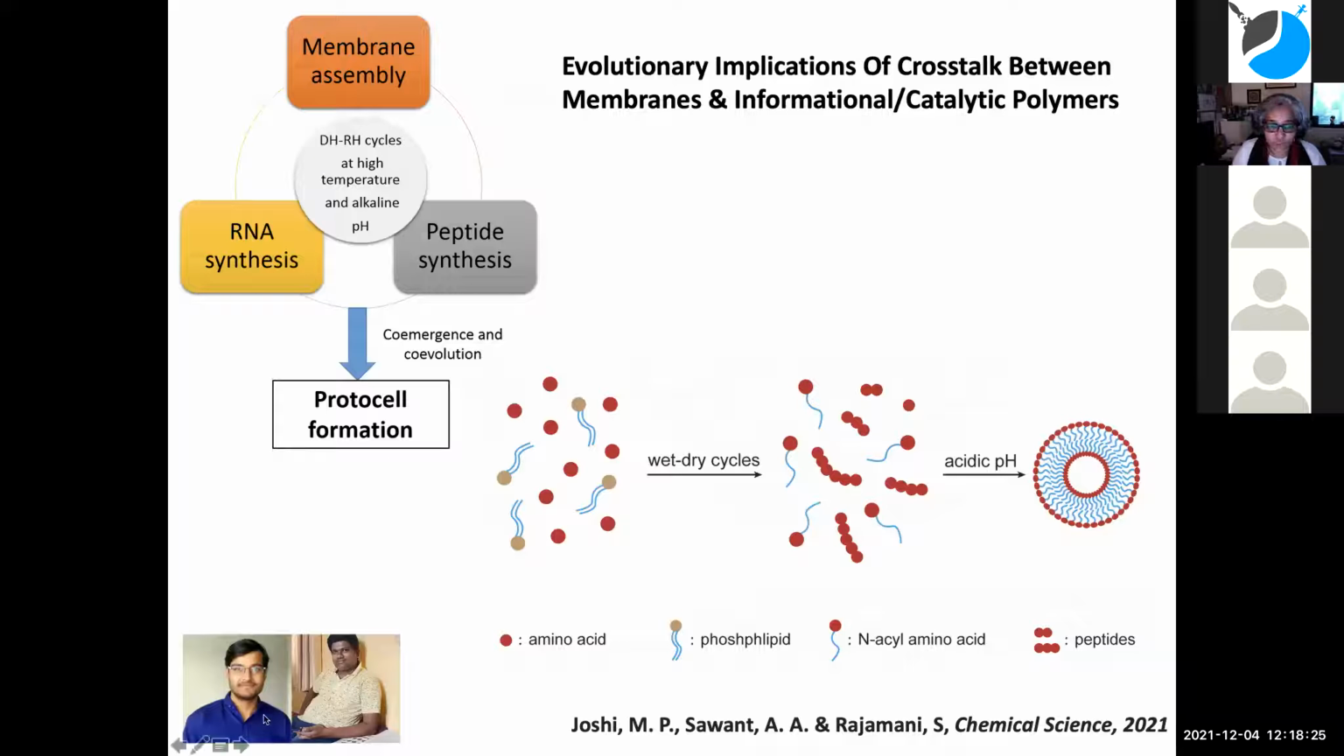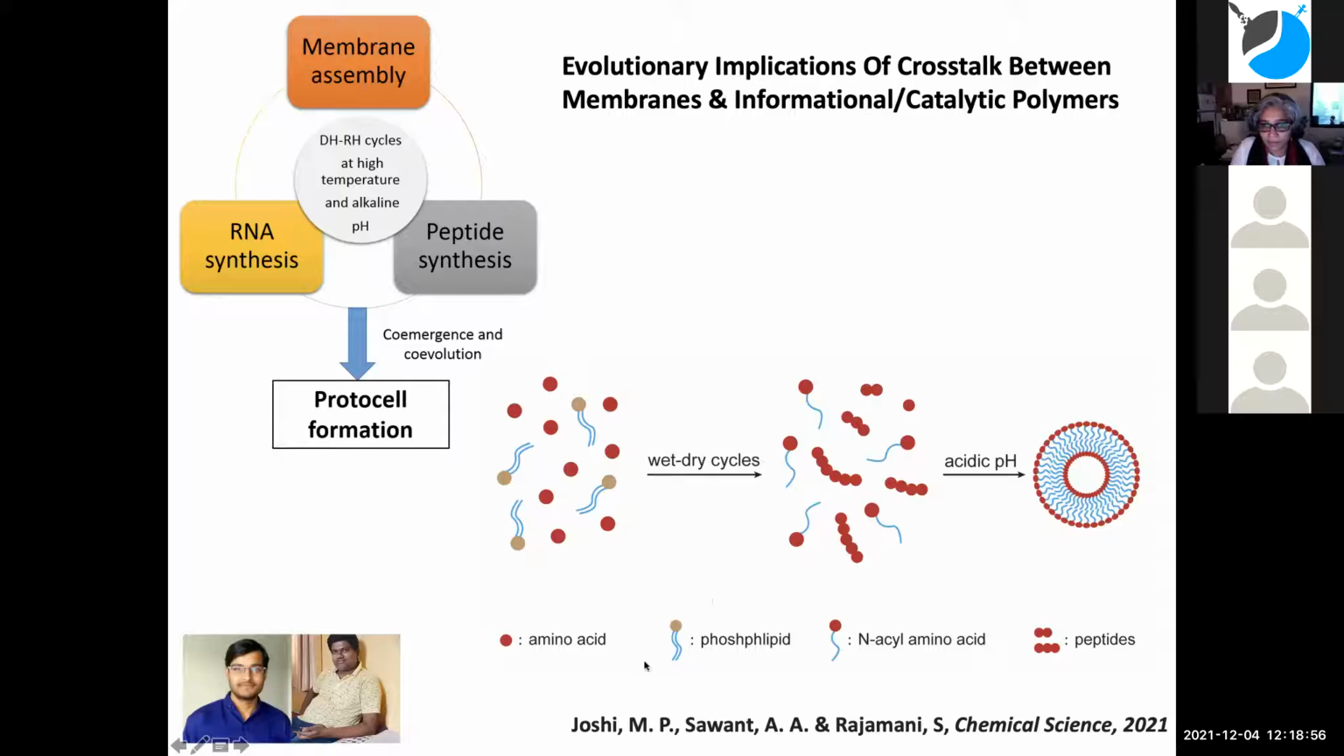In another project, Manish, a senior grad student, and also Anupam are very interested in understanding the crosstalk between the membranes and the informational and the catalytic polymer. And very recently, Manish showed that if you had both these molecules, the amino acid and the lipid monomer, present in the same prebiotic soup, and when they are subjected to multiple wet-dry cycles, you can actually form a new class of molecules which nobody talked about before in a prebiotic context. They are called N-acyl amino acids.